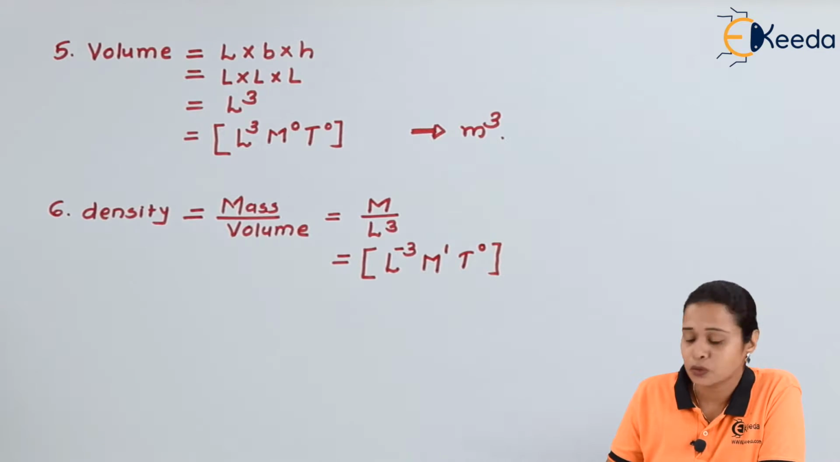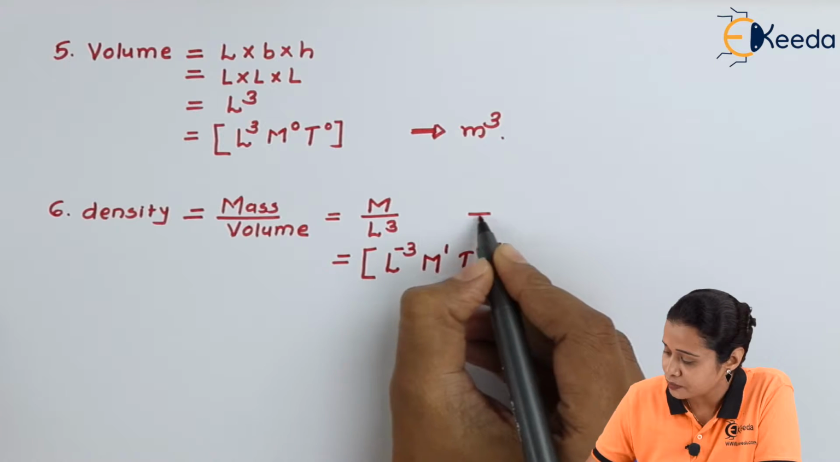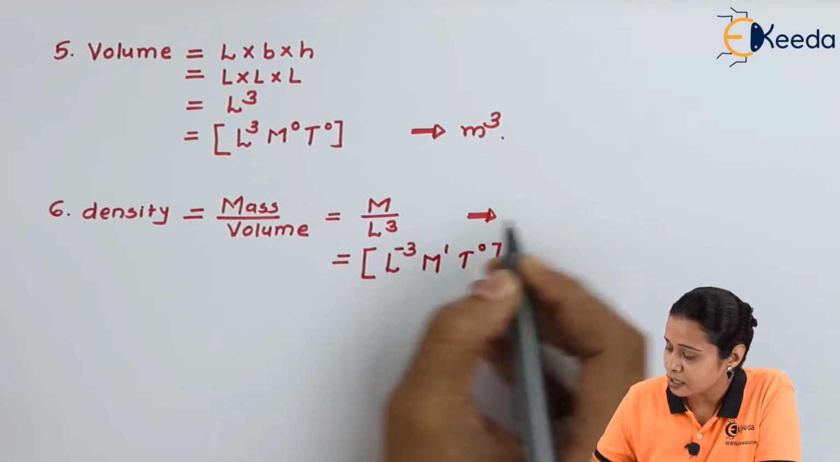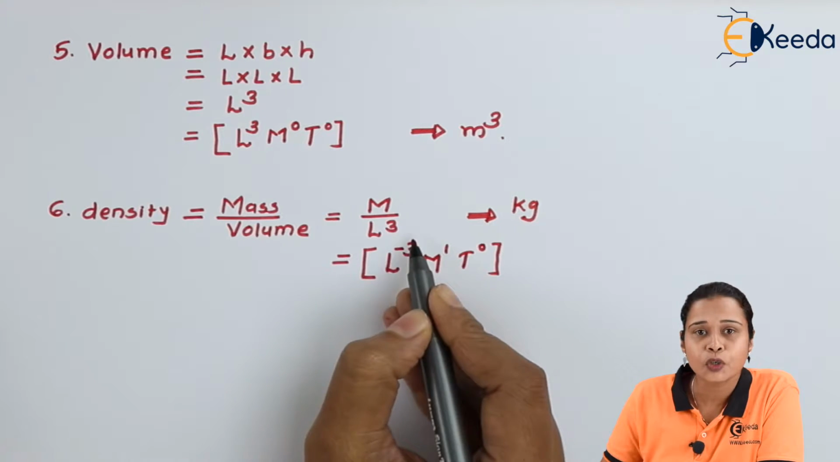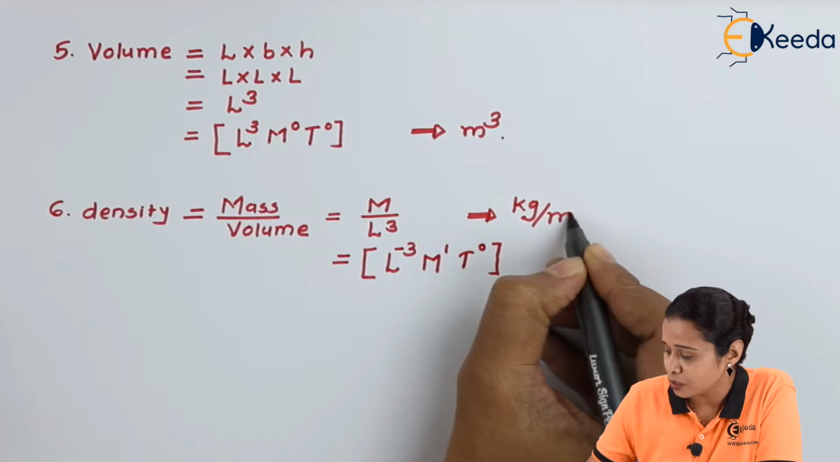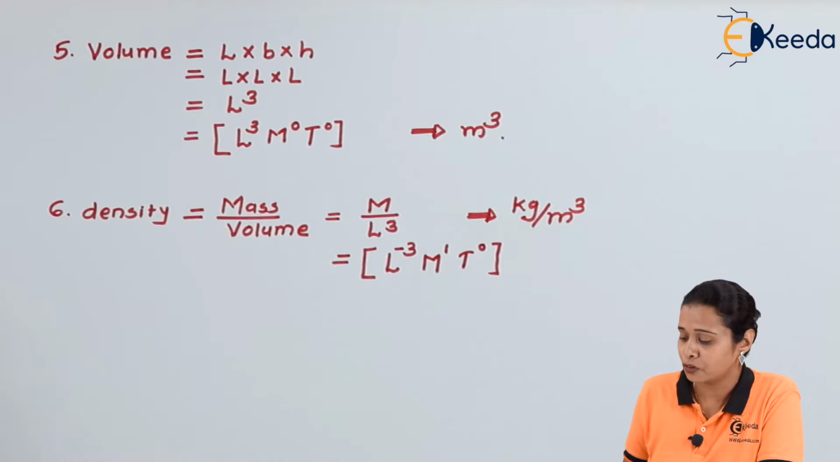If we want to write down the unit of density, from this we can write down. This is a mass. We know what is the unit of mass, that is kilogram. And this is length cube. Length cube is nothing but meter cube. So this will be the unit of the density.